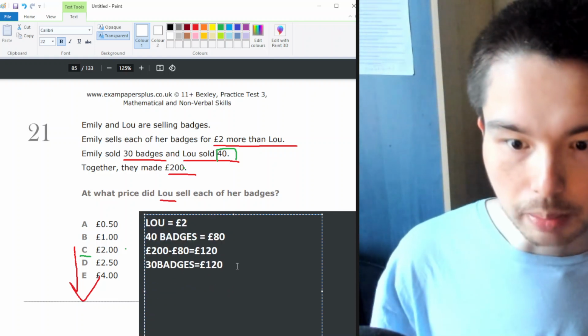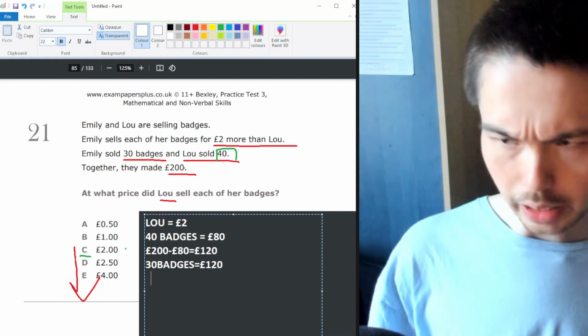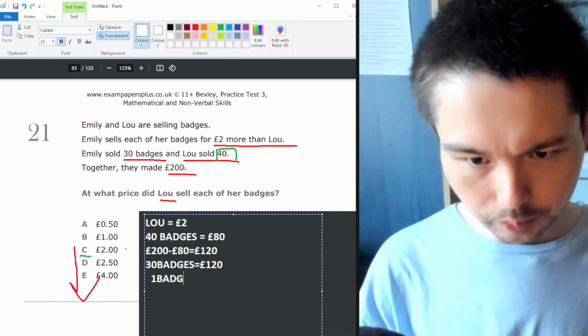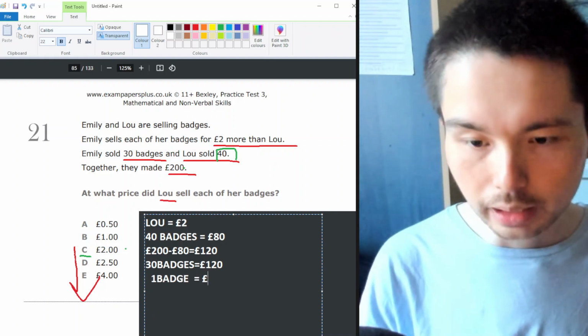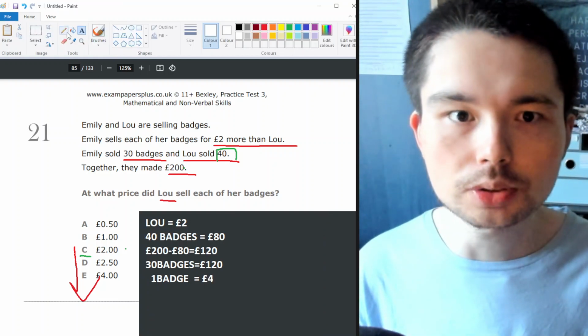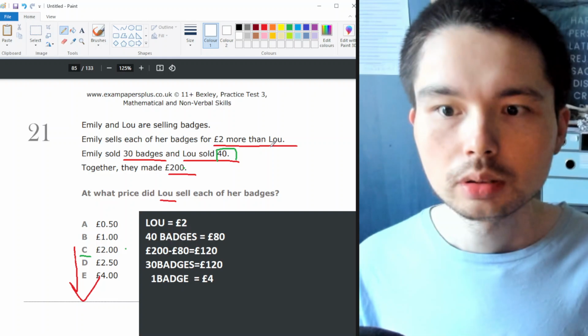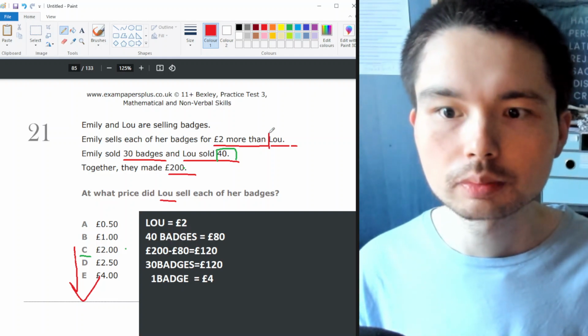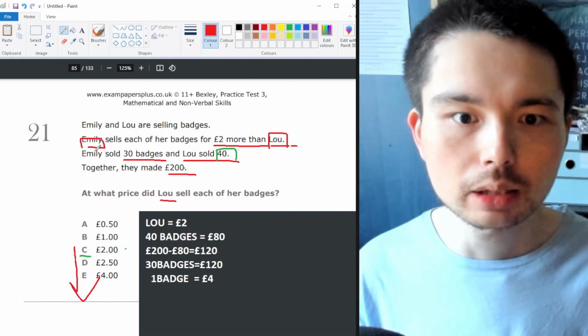Here. 30 badges is 120. So then one badge is £4. And now, does that look right? Yes, it does. Fantastic, because £2 here. Emily sold it for £4, so it works.